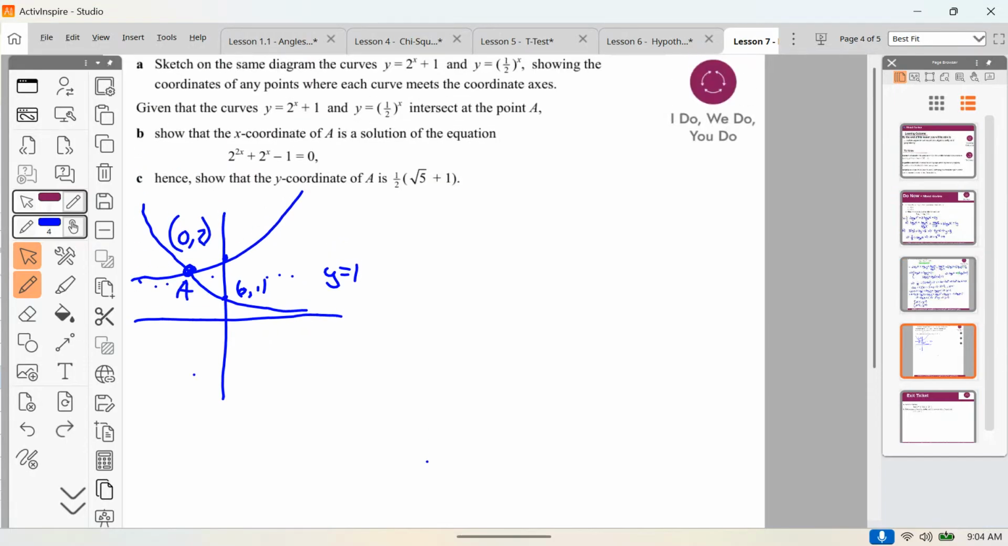So in part b, we need to show that the x-coordinate of A is a solution to the equation given. So we have to basically show where that equation has come from. We've got two functions: 2 to the minus x is equal to 2 to the x plus 1. We have this function here, 2 to the minus x, and then this function here. These two are equal at this coordinate.